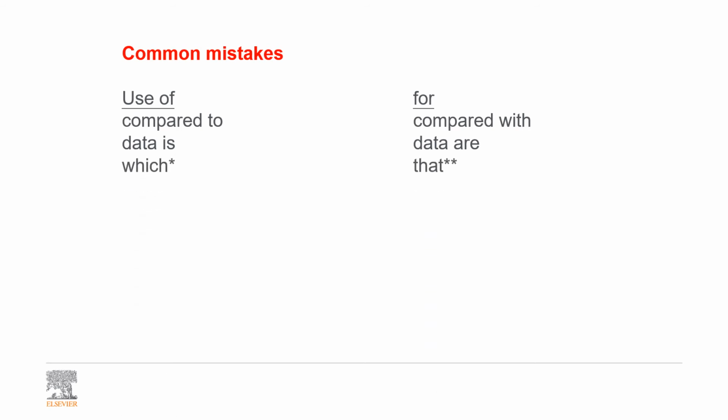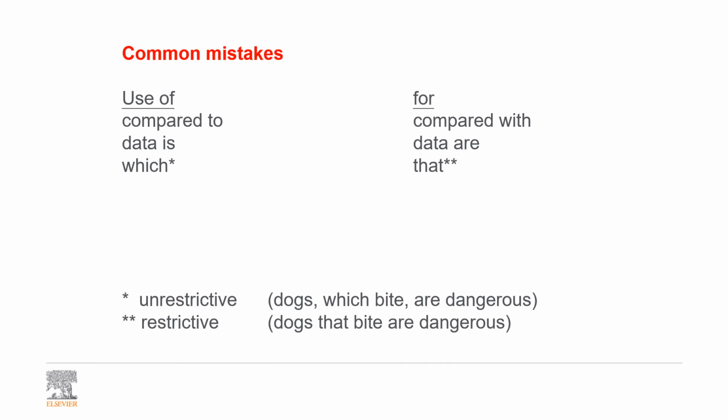Which and that can be confusing. Which is the unrestrictive. Dogs which bite are dangerous. That's any dog. Restrictive. Dogs that bite. Specific dogs that bite are dangerous. What I'm really trying to get across here is that some people think it's better to use which than that all the time. That's not correct. That is perfectly correct under some circumstances.